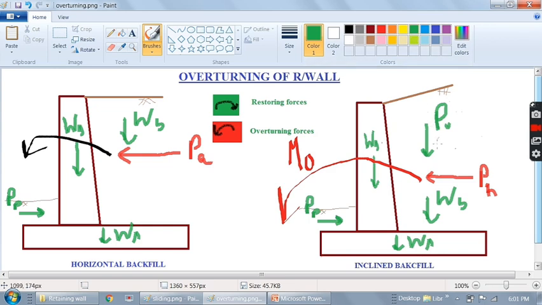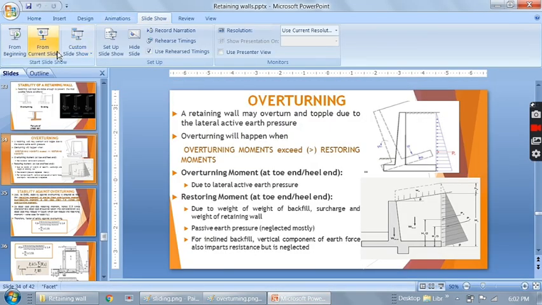And for the vertical component, this is the vertical force and this is the point. So look at my cursor. This will be like this. This is the restoring moment. So keep it in mind that whenever we have inclined backfill, it will have two individual components and both will contribute separately and differently to the retaining wall stability. So let us go again to our presentation.